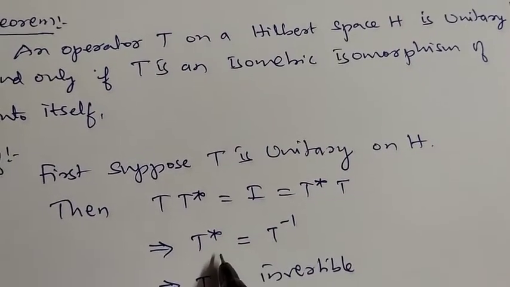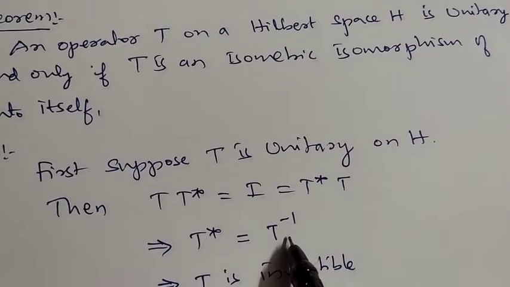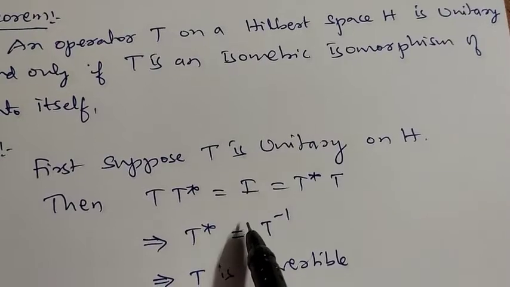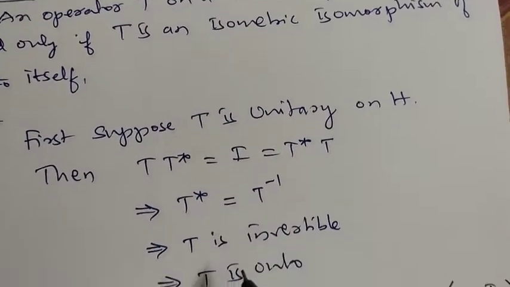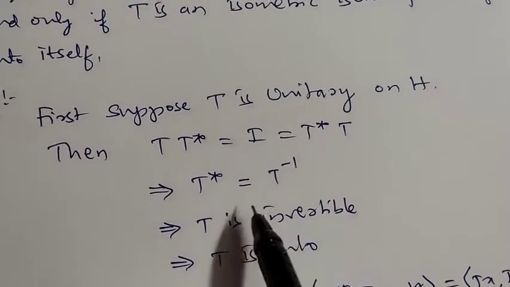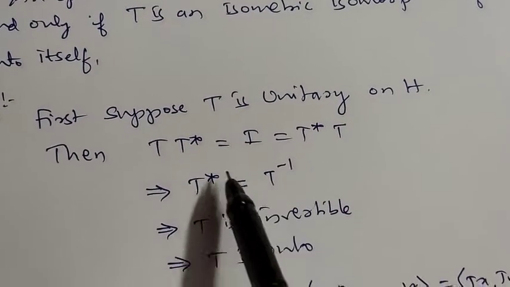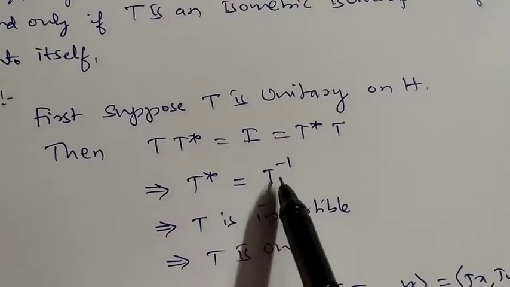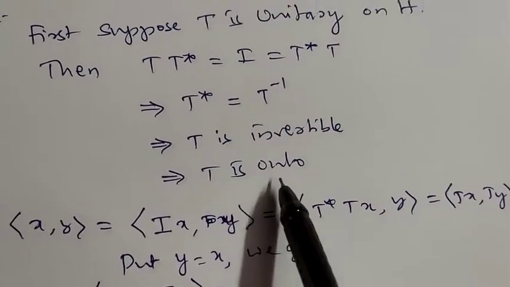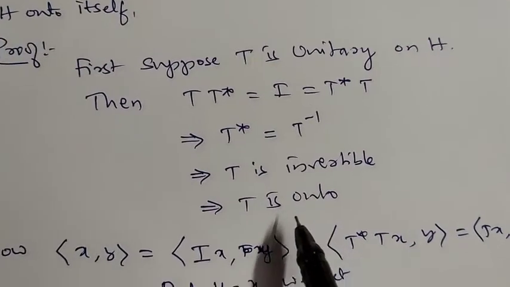This implies that T star is nothing but T inverse. So T star is equal to T inverse, and T into T star is I means T into T inverse is I, which means T is invertible. Invertible means it is onto. So T is onto.